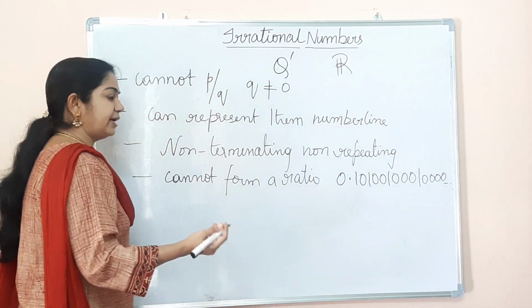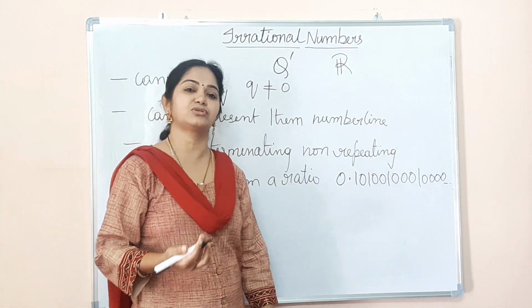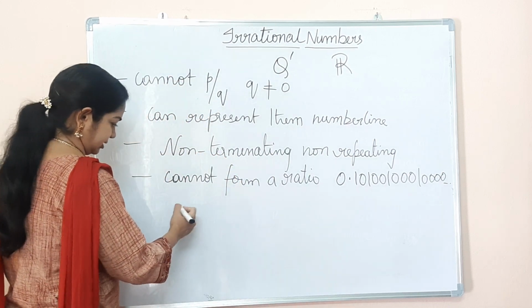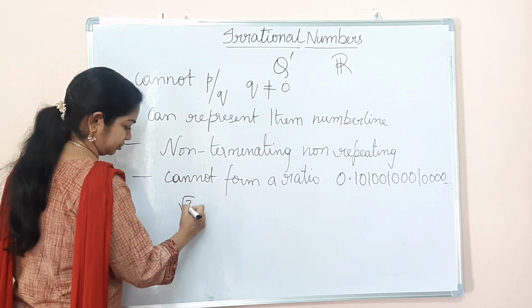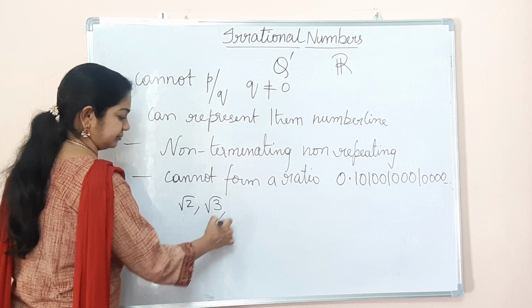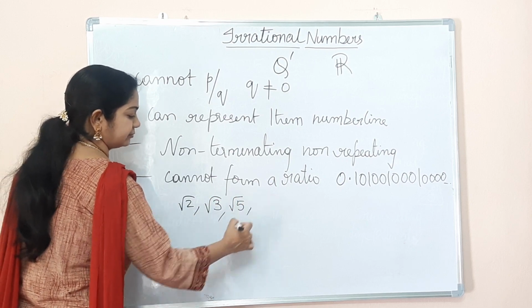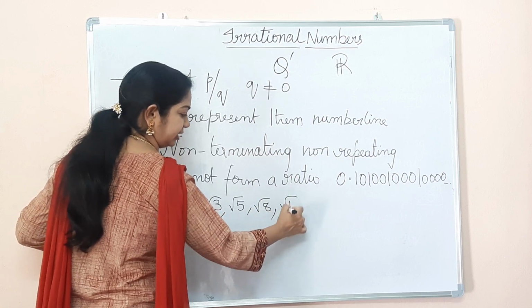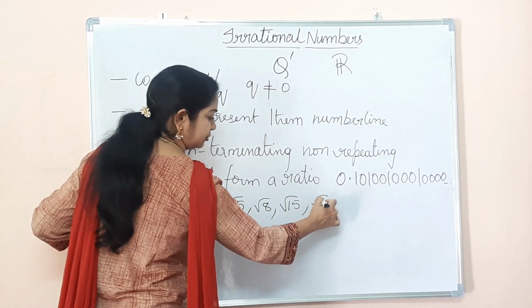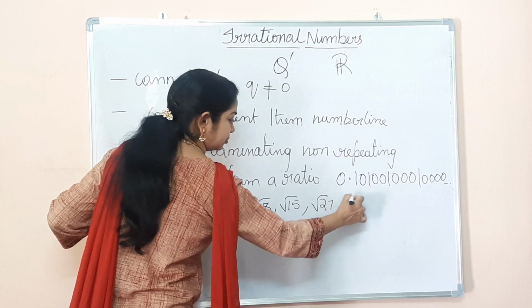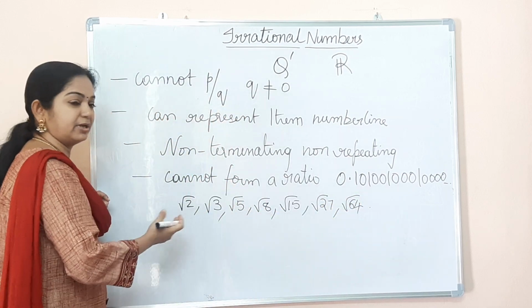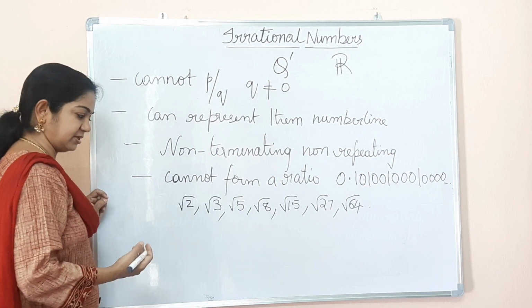In day-to-day mathematics, we come across so many irrational numbers. A few of them I'll list out. See here: root 2, root 3, root 5, root 8, root 15, root 27, root 64. These are the irrational numbers we commonly use.